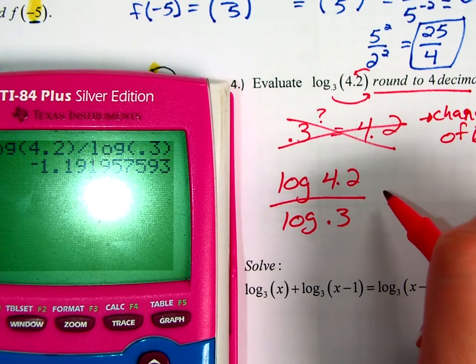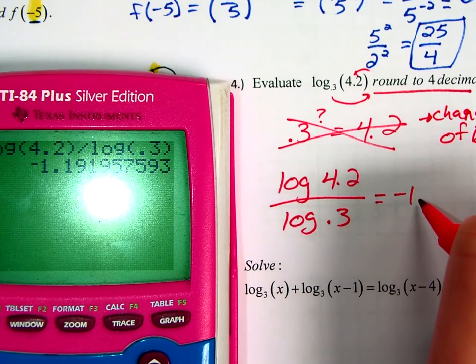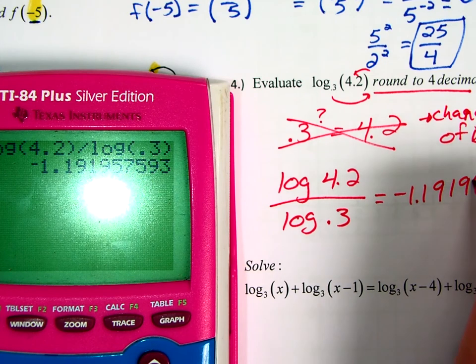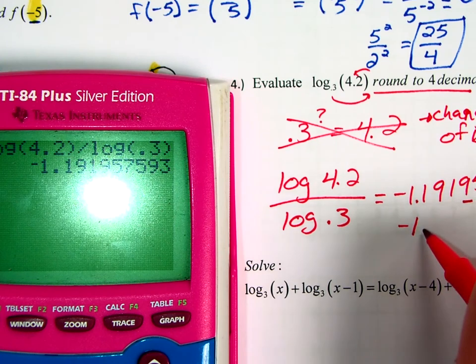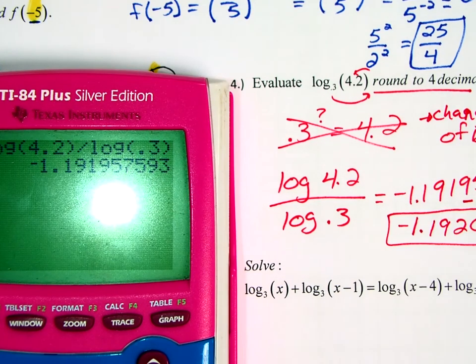And we get negative 1.191957. So your answer, because it says round to 4, 1, 2, 3, 4. Well, this 5 would make my 9 become a 10, which really makes that a 2. So it would be negative 1.1920 as our final answer.